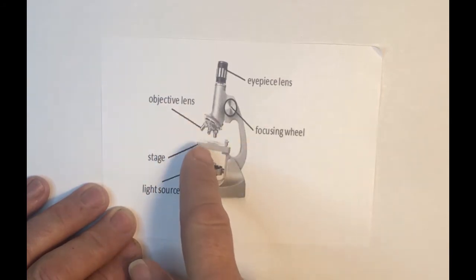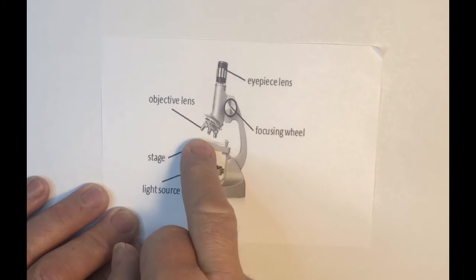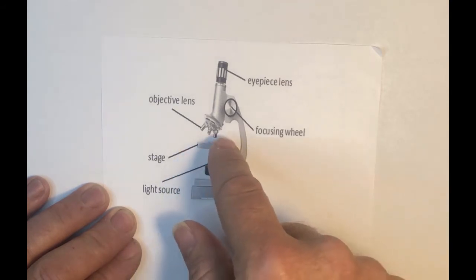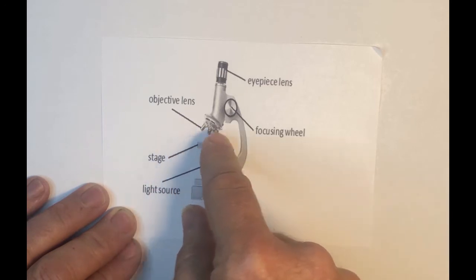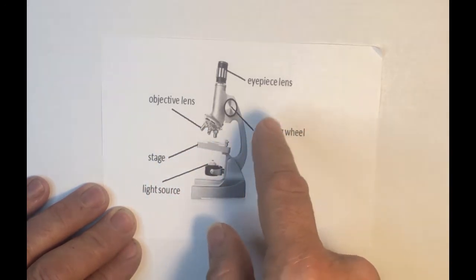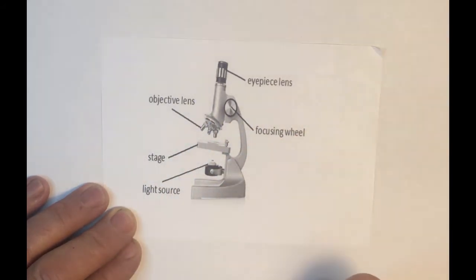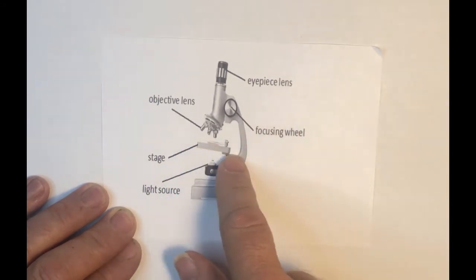For the objective lens, you'll normally have three lenses around the outside of this part here, and they are the objective lenses, and each one has a different magnification. When you turn it round, the longest lens has the greatest magnification, and the shortest lens has the smallest magnification. You would tend to start on the smallest, focus it, then turn to a bigger lens and a bigger lens. The stage, just like in a theatre, is where the actual microscope slide ends up being.